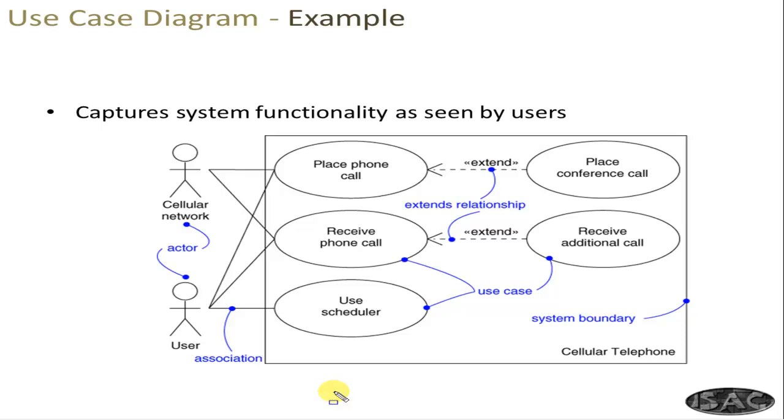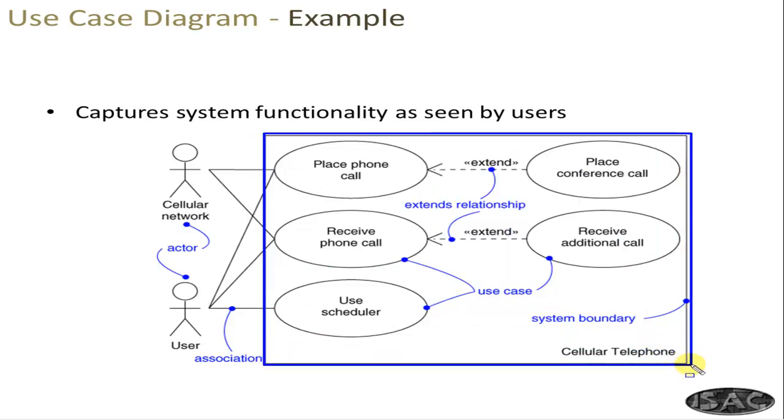Okay. So this is my system. I am developing this system. This is a cellular telephone. Now what are the various use cases? First use case is that the user will place a phone call, and once the user places this phone call, it will go to the cellular network, and from the cellular network it will go to somewhere else, to another user.